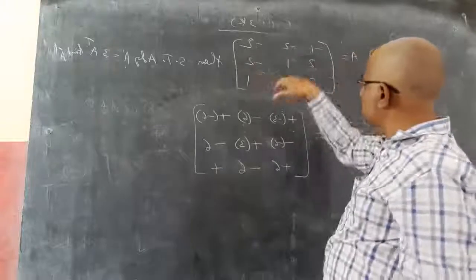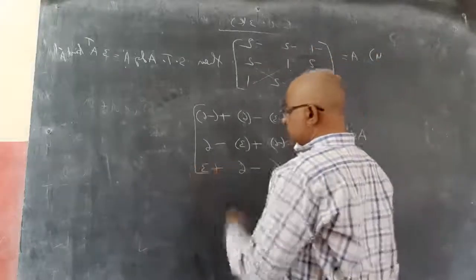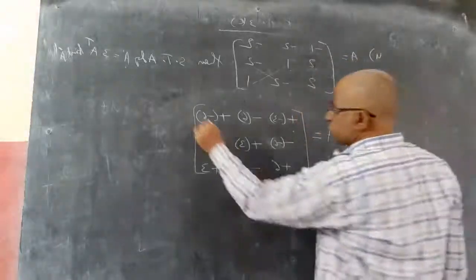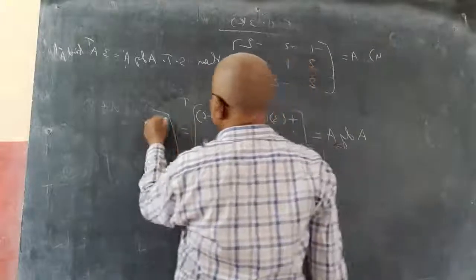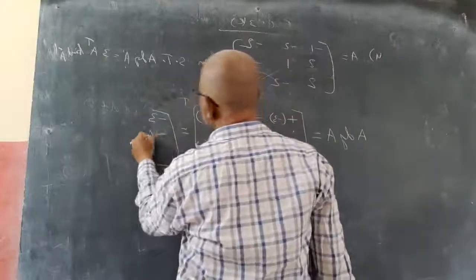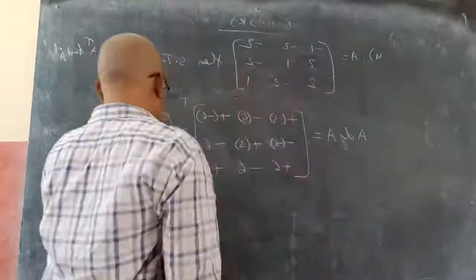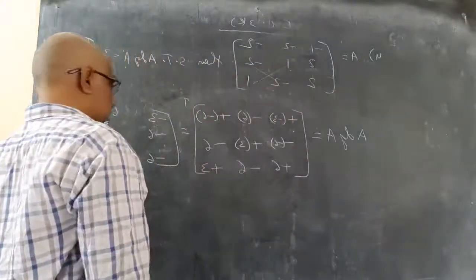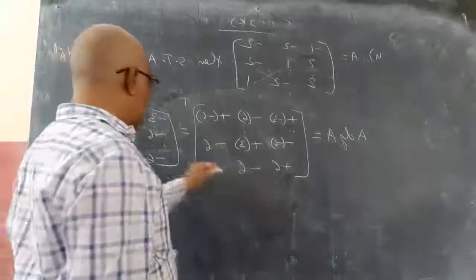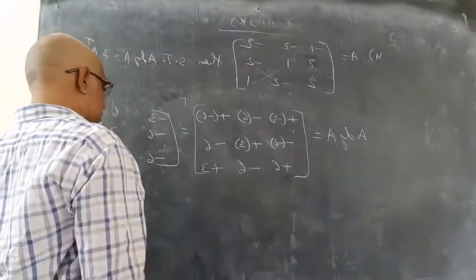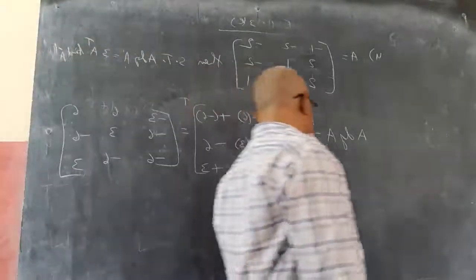Close this row, this column. Minus 1, plus 4 is plus 3. So transpose of this directly gives you adjoint A. So that is minus 3, minus 6, minus 6, and this is 6, 3, minus 6, next 6, minus 6, 3. This is adjoint A.